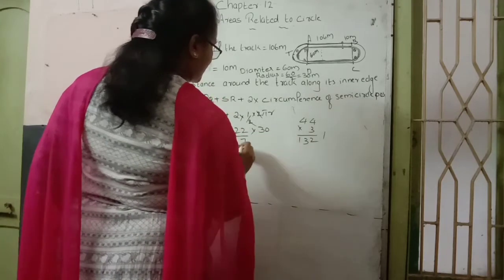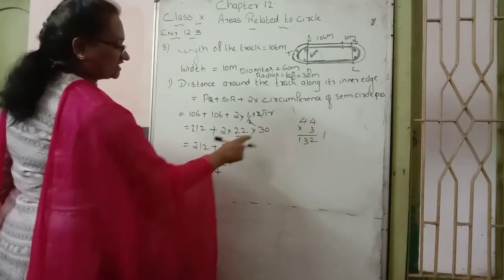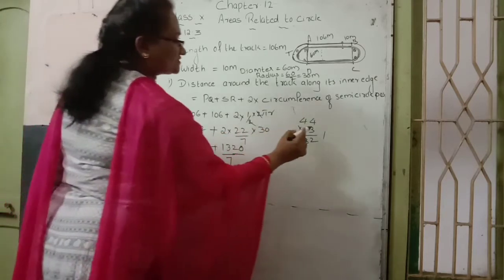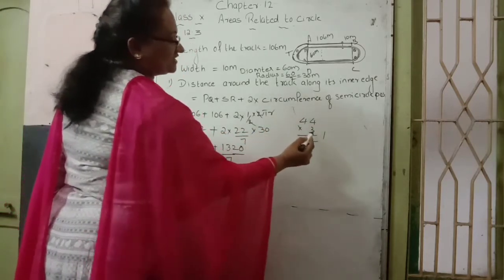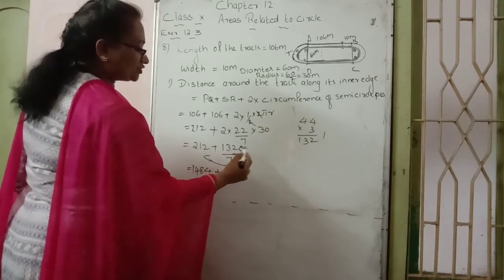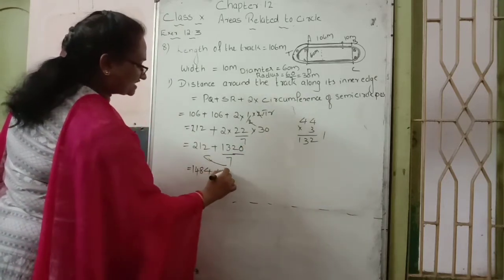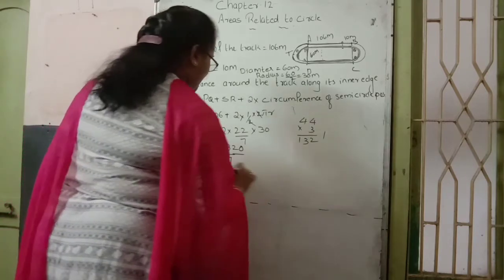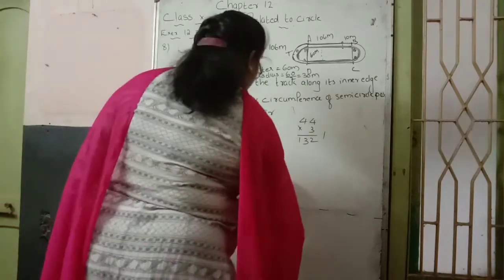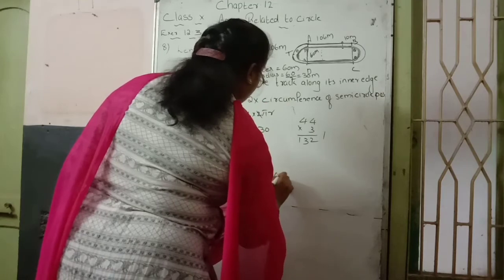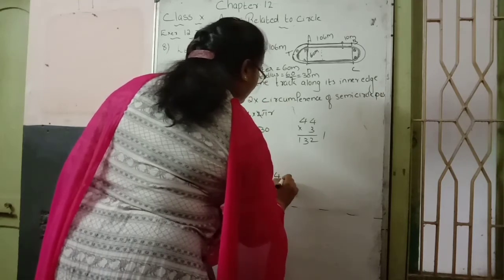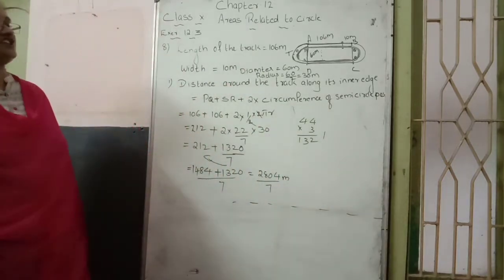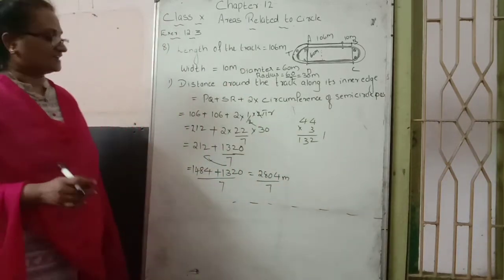Don't forget 30 plus 10 is there. For easy calculation, 22 into 2 comes to be 44. 44 is multiplied with 3 only. So 132 and the 10 is there. So 1320 whole divided by 7. So adding this part, the answer comes to 1320 divided by 7 meter square. Meter is the distance around the track along the inner edge that we will get.